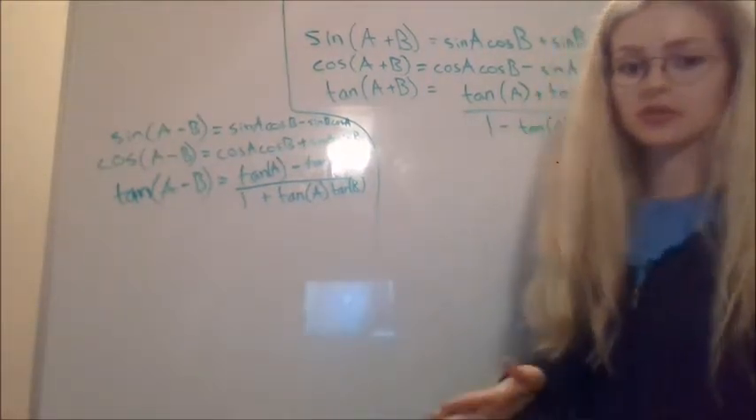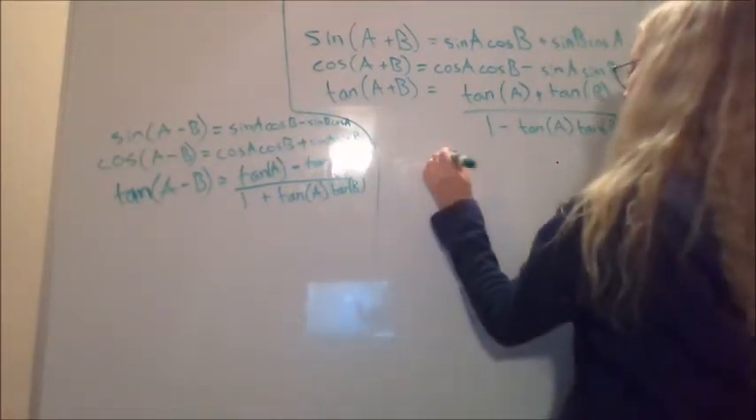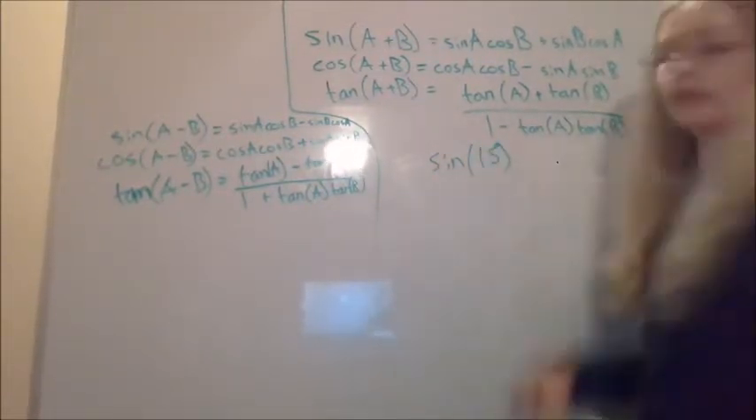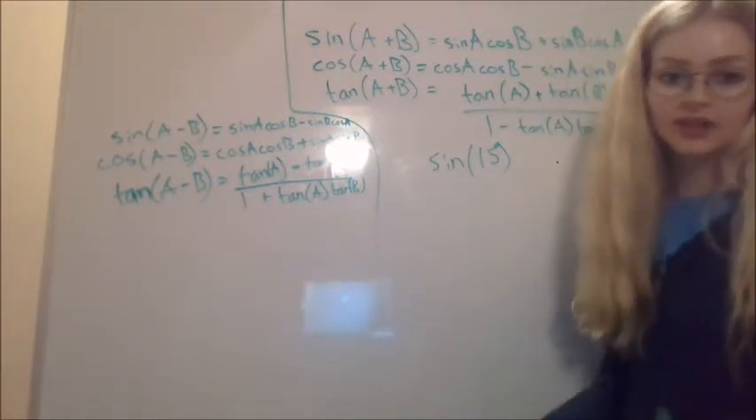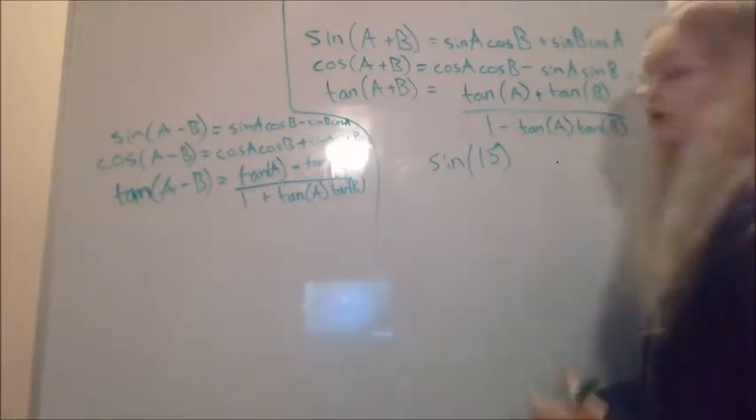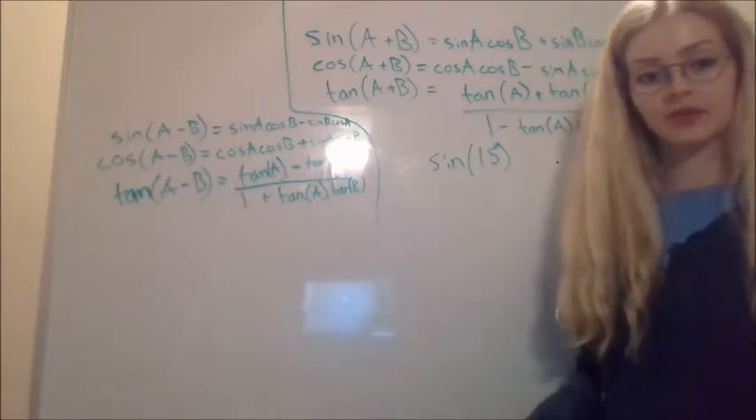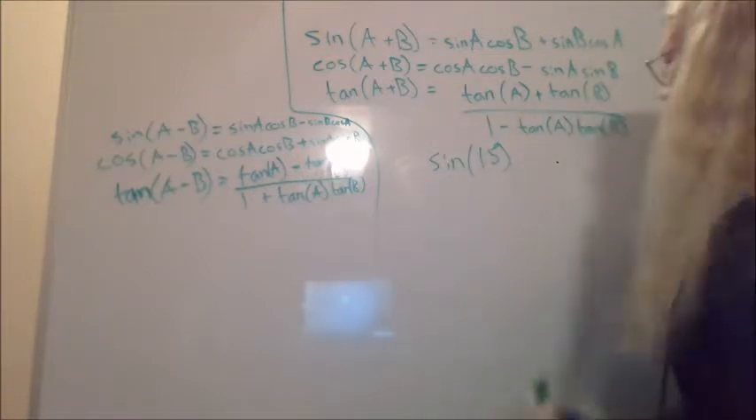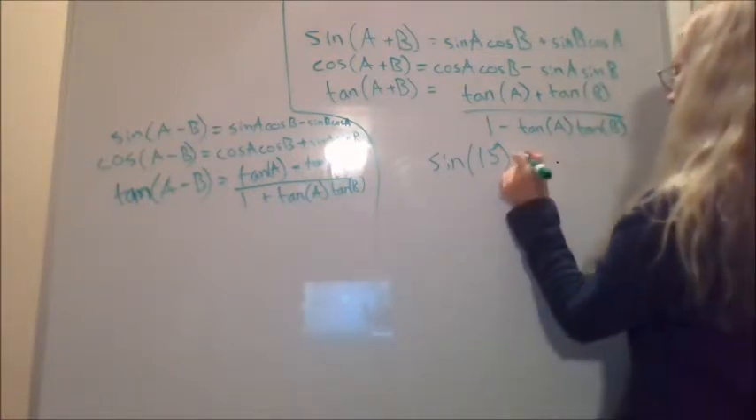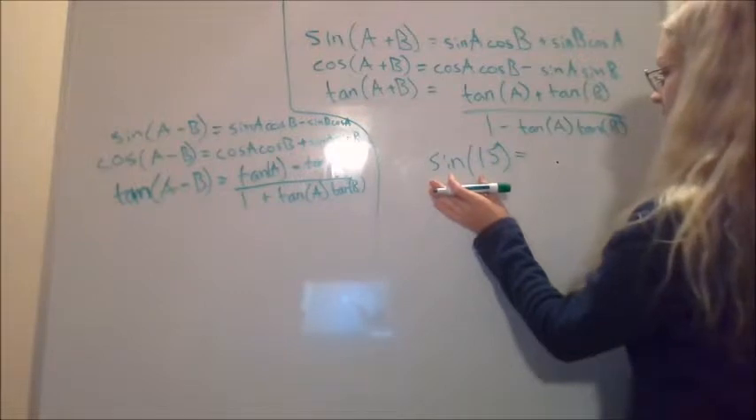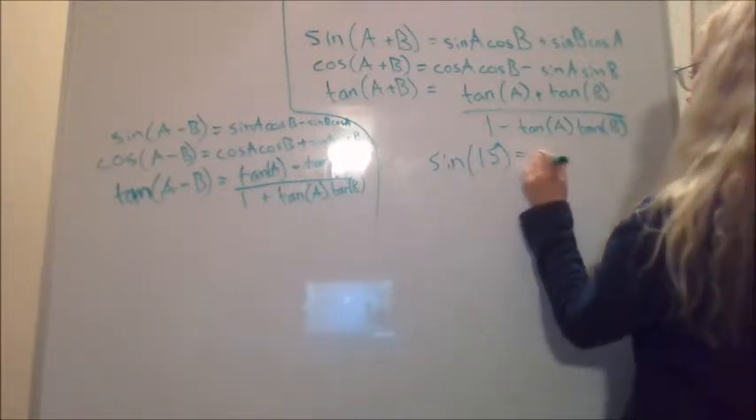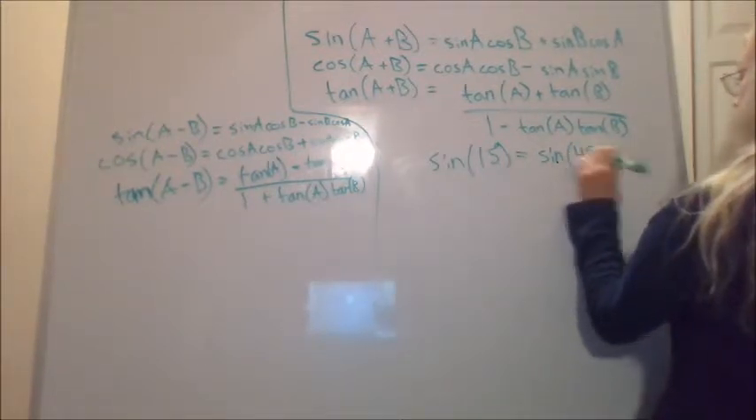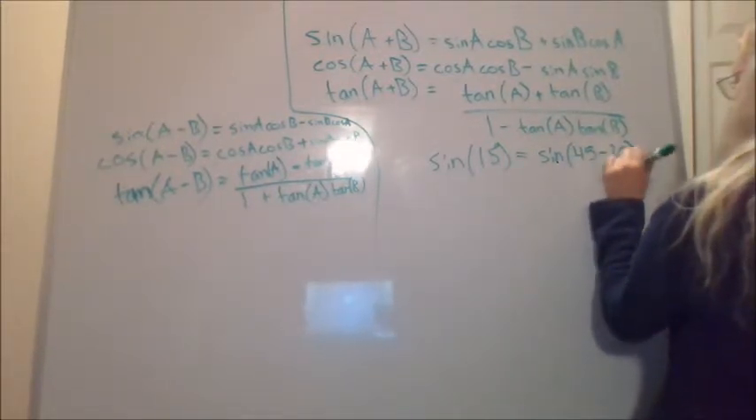Let's try an example. So let's say that we have the sine of 15. I don't know the sine of 15 degrees off my head, and if you're not given a calculator, you're going to have a very hard time trying to calculate this, especially if you don't have enough time to memorize obscure angle identity values of trig functions. So if you have the sine of 15 degrees, you can make it much easier on yourself if you say that this is the sine of 45 degrees minus 30 degrees.